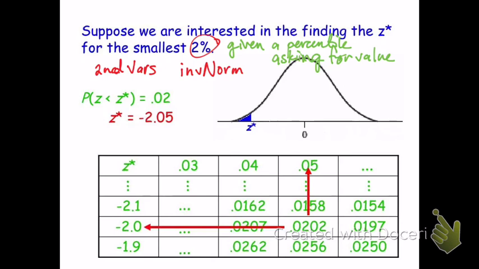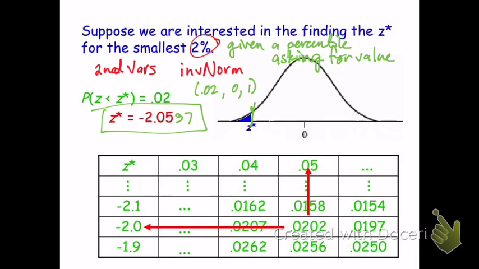So inverse norm, I'm going to put in my percentile, which is 0.02. That's going to be my area. My mean is still 0, and my standard deviation is still 1. And you should get negative 2.0537. Even more exact than the table. But if you like the table, that's okay.